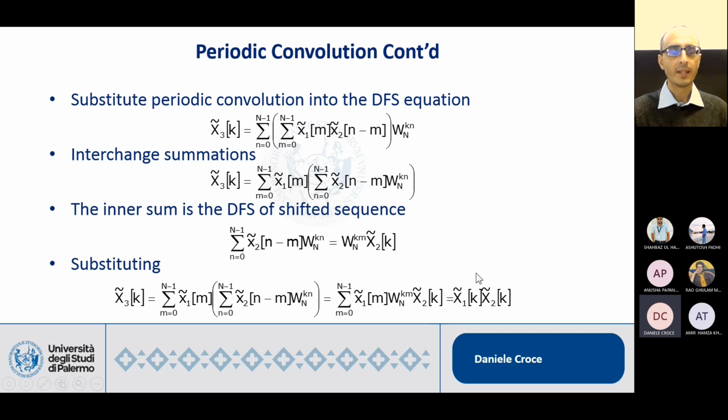Okay? So, surprise, the periodic convolution in time of the periodic sequences equals the multiplication of the two DFS. Okay, are there any questions about this?